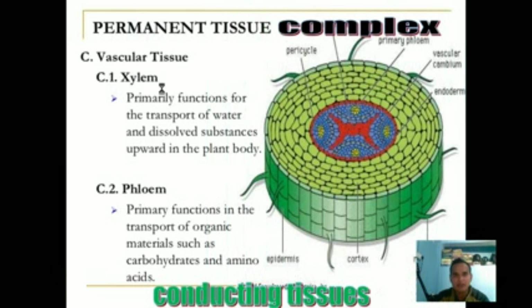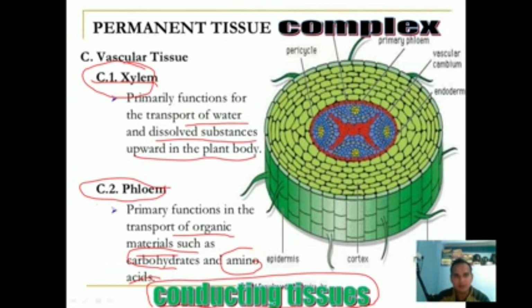So here we see xylem and phloem, since they are responsible for the conduction of food materials and different substances within the plant's body, that's why they are called the conductive tissue. Just keep that in your mind. Why are they conductive tissue? Because they conduct different materials: water, dissolved substances, food materials. These are all done by the conductive tissue. That's why it is called the conductive tissue here.